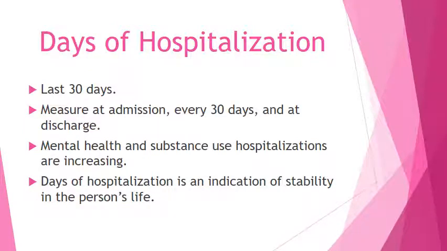The next outcome measure that we can use to measure our success is the days of hospitalization for the person served. We can select any period of time to measure days of hospitalization, but the most frequently chosen period of time is in the last 30 days. If we were to choose to use this measure at the 30 days period, then we would want to document the days of hospitalization in the last 30 days at admission to the program, every 30 days while the person is participating in our program, and again at discharge.